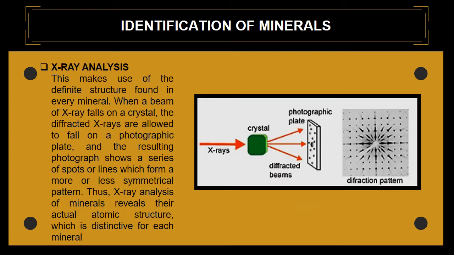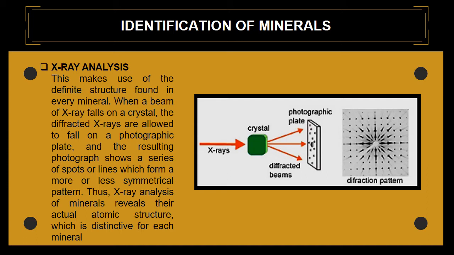So, next, X-ray analysis. This makes use of the definite structure found in every mineral. When a beam of X-ray falls on a crystal, the diffracted X-rays are allowed to fall in a photographic plate, and the resulting photograph shows a series of spots or lines which form a more or less symmetrical pattern. This X-ray analysis of minerals reveals their actual atomic structure, which is distinctive for each mineral. So, X-ray analysis.